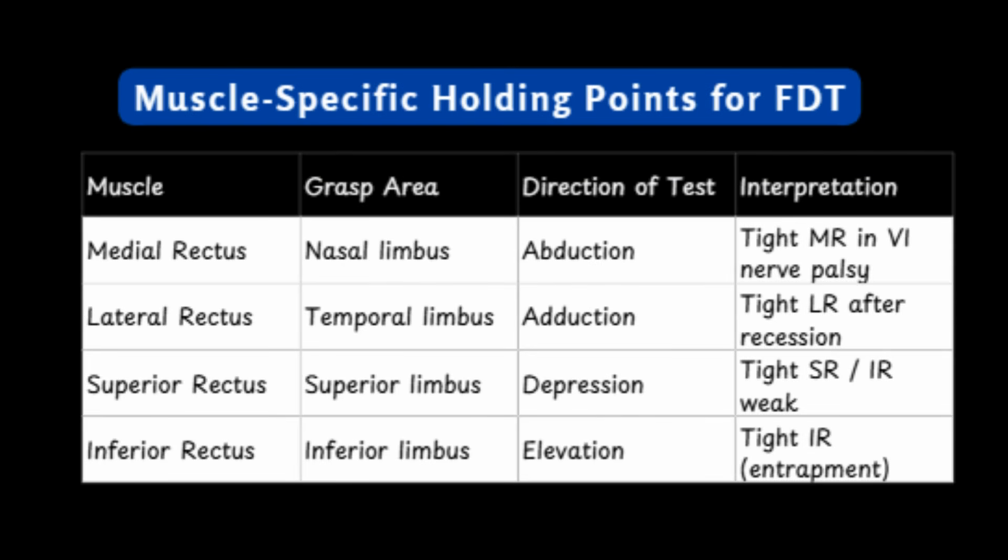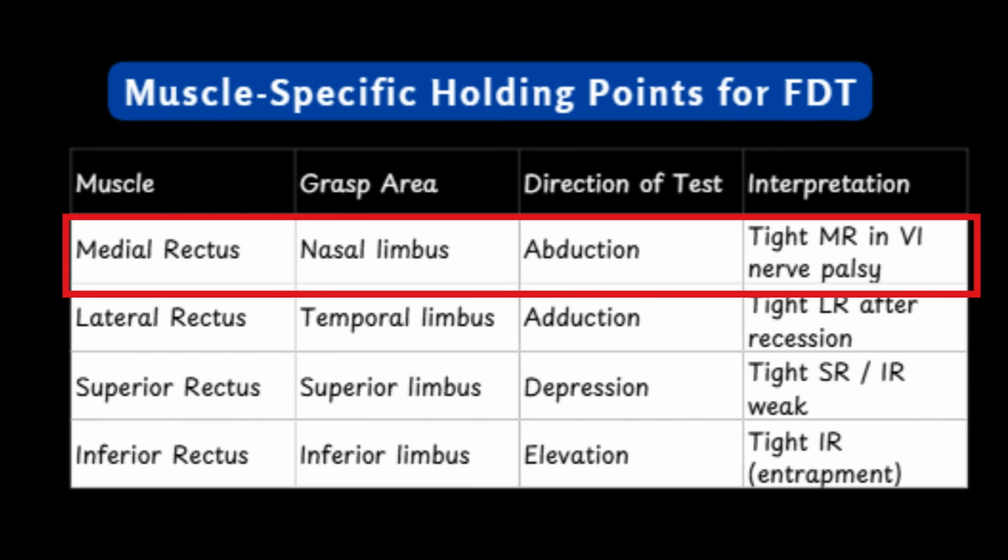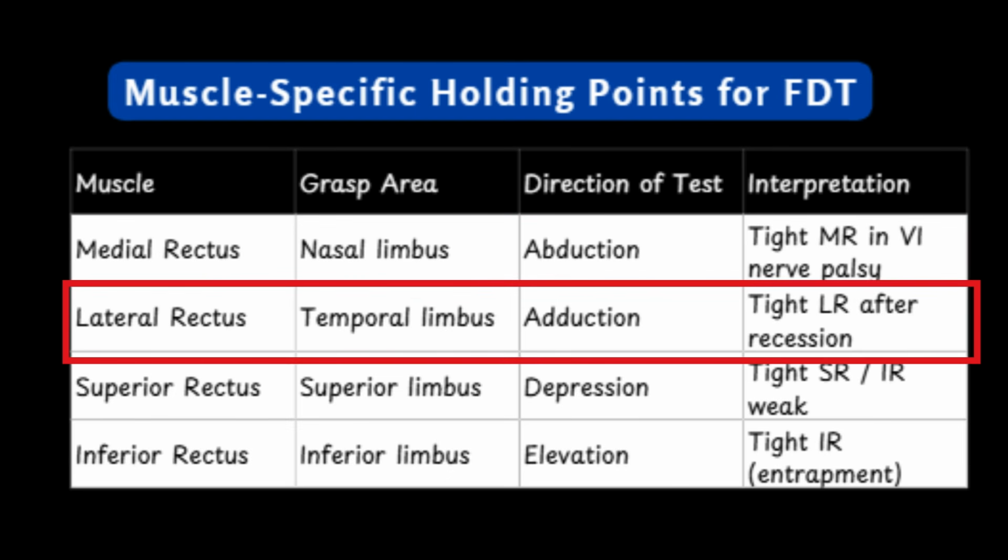As I mentioned earlier, we usually grasp the globe about 2 mm from the limbus, but the point of grasp always lies opposite to the direction of the limited movement. For example, if abduction is limited, we are testing for medial rectus tightness. So we'll hold the globe nasally at the nasal limbus and attempt to abduct the eye. If adduction is limited, we are checking the lateral rectus tightness, so we hold it temporally.